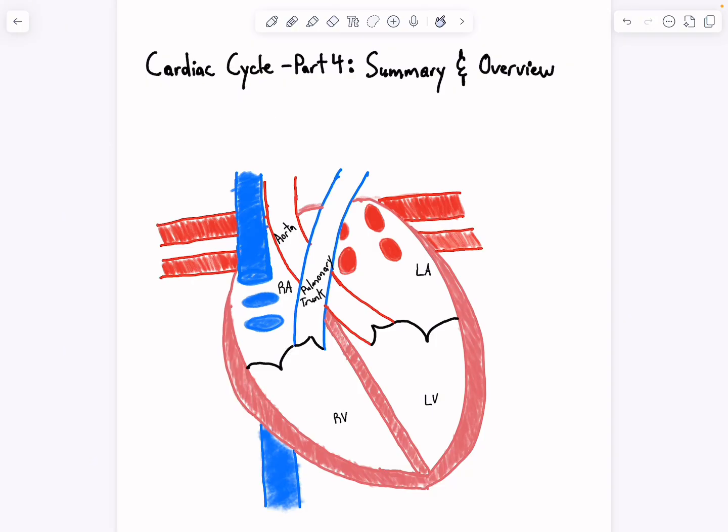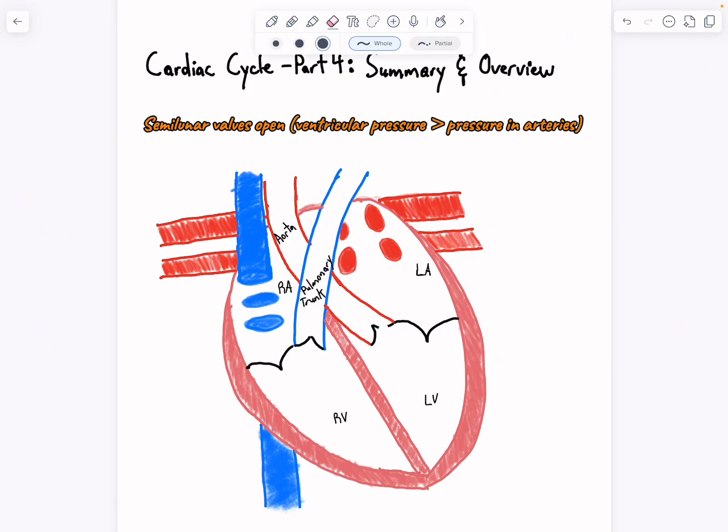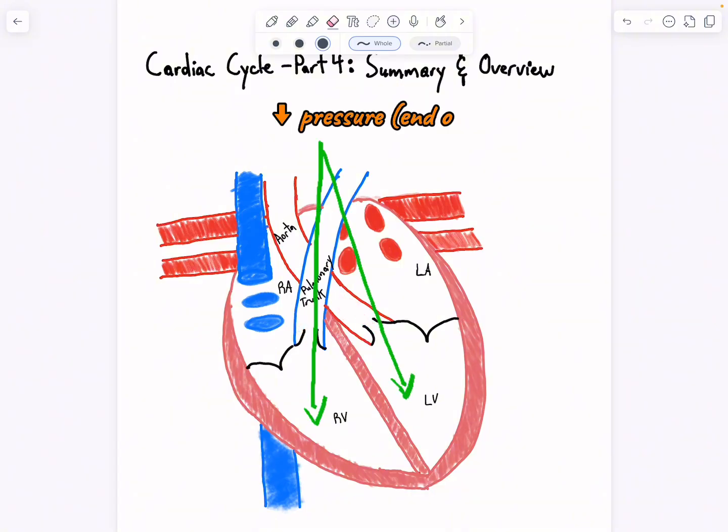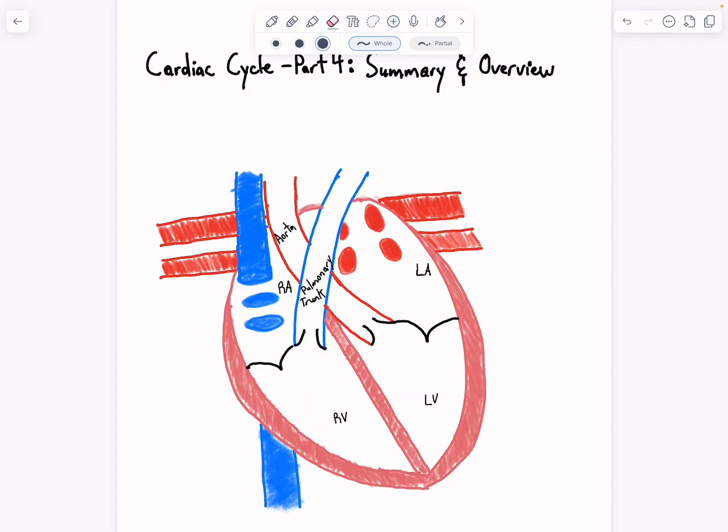Once ventricular pressure becomes higher than the pressure in the aorta and pulmonary artery, the semilunar valves open, and ventricular ejection begins. Blood is pushed into the arteries, and pressure in the ventricles peaks, then gradually falls as contraction ends. When the ventricles stop contracting, pressure inside them begins to fall.